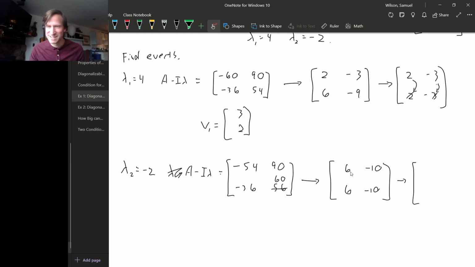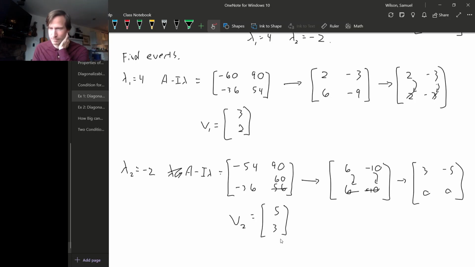So let's see. Now we can use these to 0 out those guys, and then divide by 2, so we're going to get 3, negative 5, 0, 0. And that means that an eigenvector is in the null space of this matrix, so that's going to be 5, 3. Right? Yes. Okay.